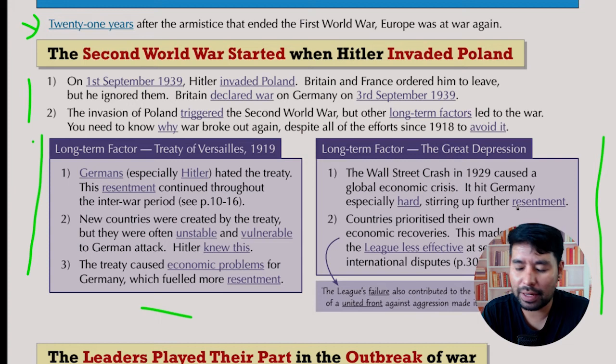Number one, again, I am on the long-term factor, Treaty of Versailles 1919. Germans, especially Hitler, hated the treaty. As far as we remember and have studied, more than half of the German population didn't like the Treaty of Versailles. And this resentment, remember, we have studied that word before, that feeling, continued throughout the interwar period. If you want more information, you can take a look at pages 10 and 16.